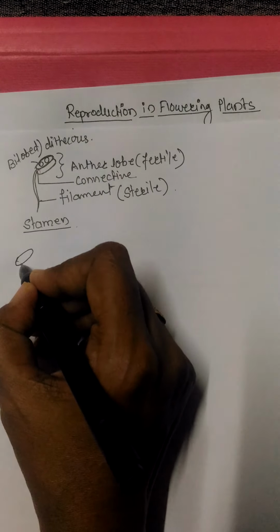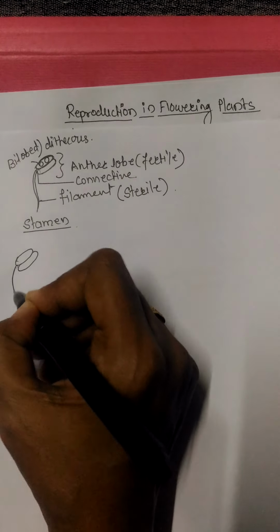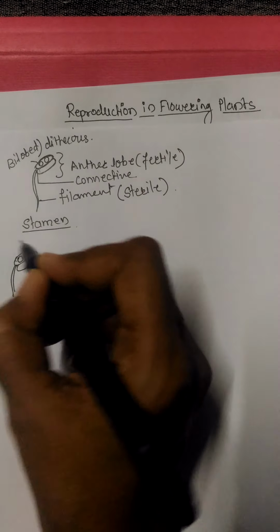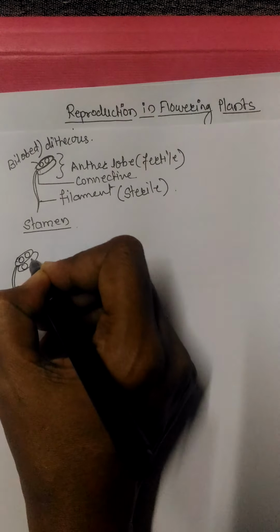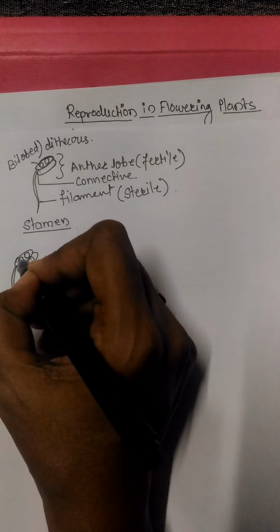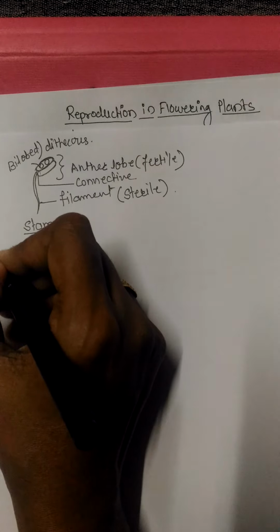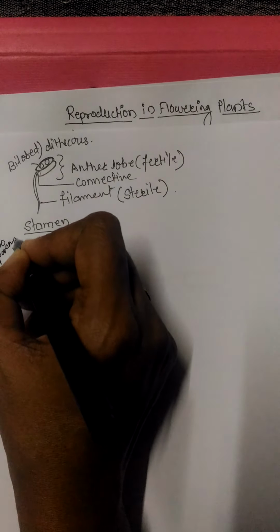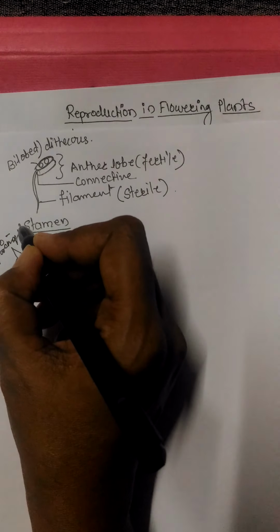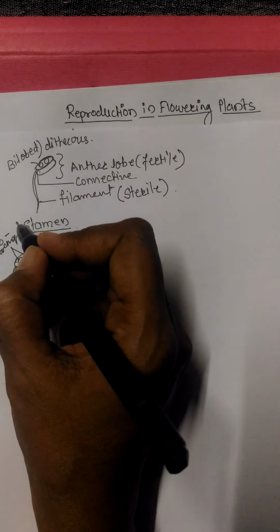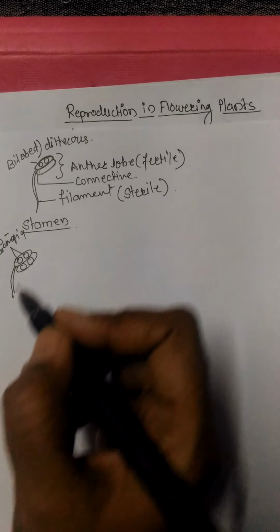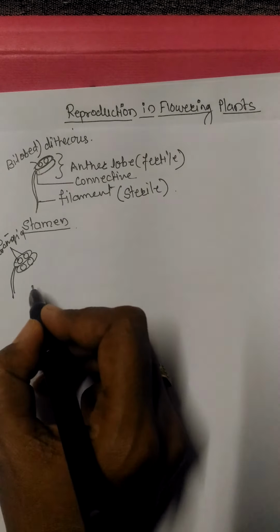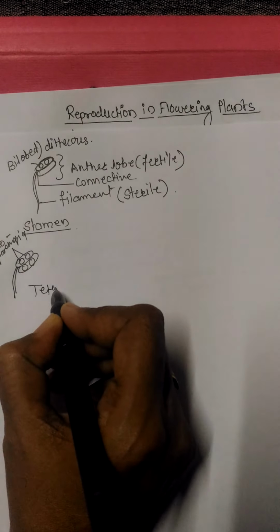We have seen in detail, that is first sac, second sac. These sacs are known as microsporangia. As a single anther is made up of 4 pollen sacs or microsporangia, it is also known as tetrasporangiate.